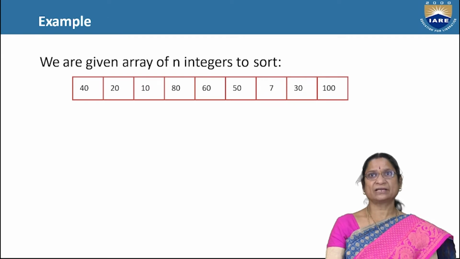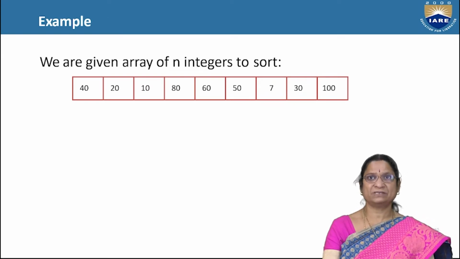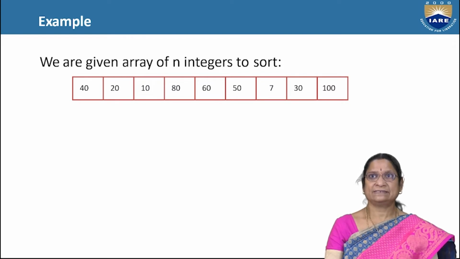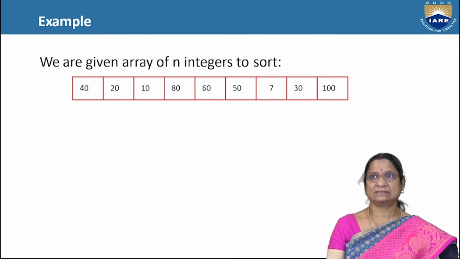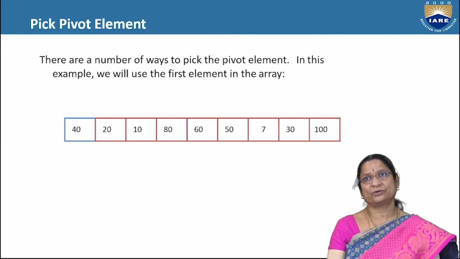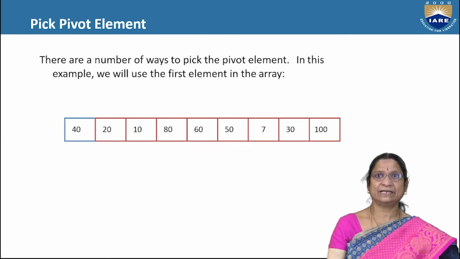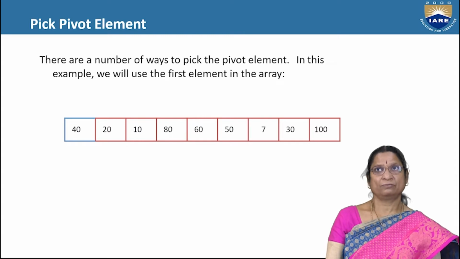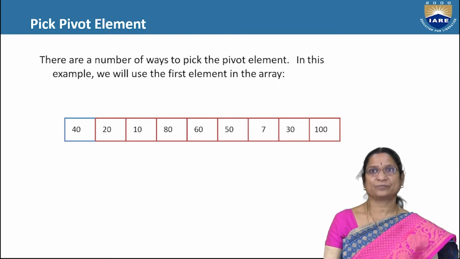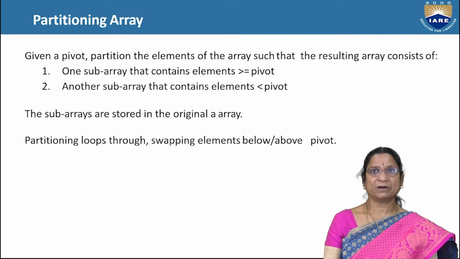For example, consider integer numbers to be sorted: 20, 40, 20, 10, 80, 60, 57, 30 and 100. There are a number of ways to pick the pivot element. In this example, we use the first element, and the algorithm is also based upon that only. But I'll discuss at the end of this video the role of the pivot element and how to choose the pivot element. So we are partitioning.